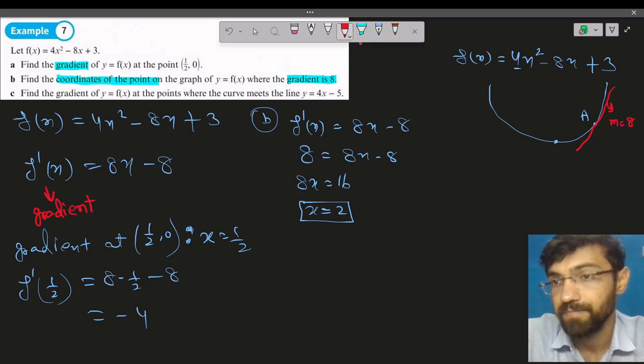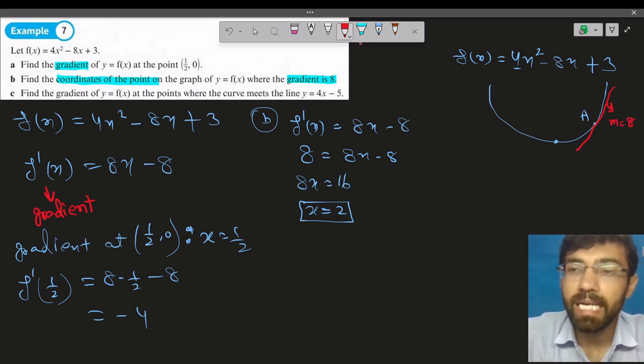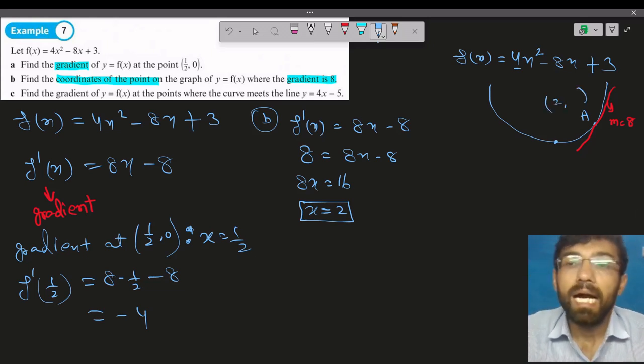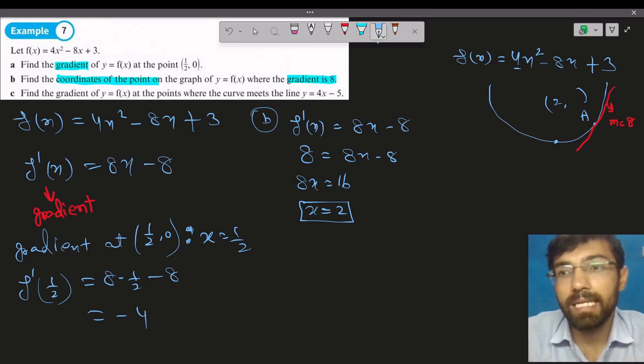Yeah, true. The gradient will be 8 at what particular point? We just got x equals 2. So the x coordinate of point A is 2, but we don't have the y coordinate of point A. And here we can use this way: since point A is lying on this curve, point A definitely should satisfy the equation of the curve. It means you can substitute x equals 2 in the curve. Why? Because point A is lying on the curve.